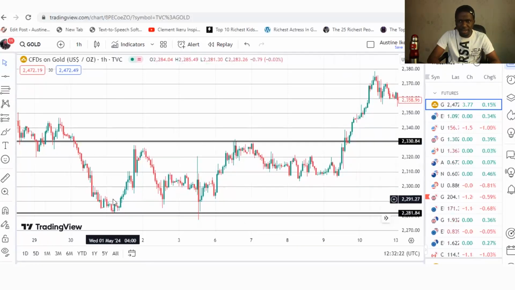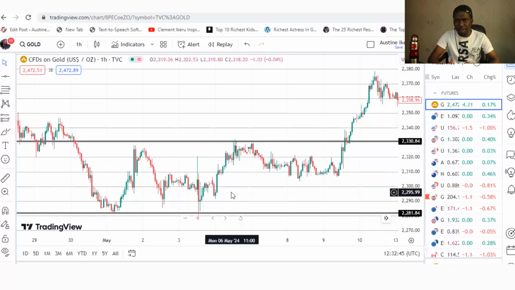So in a ranging market, you buy from the lows and you sell from the top. Once the market makes a pullback to the low, you take a buy trade, and when price makes a rally to the highs, you take a sell trade. So you wait for price to come to the support, you take a buy trade, and you wait for price to come to the resistance level, you take a sell trade.